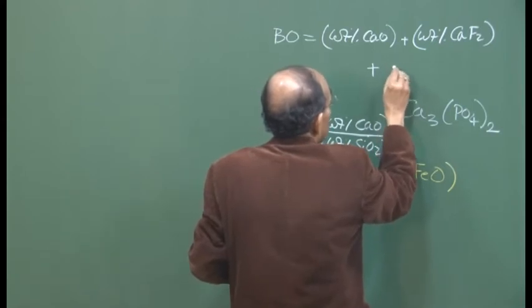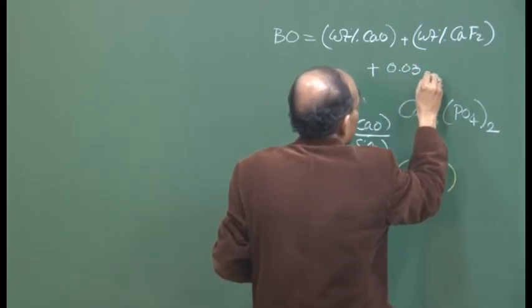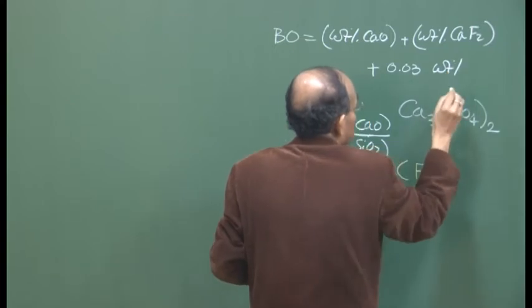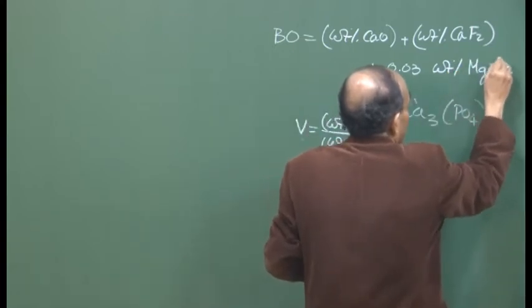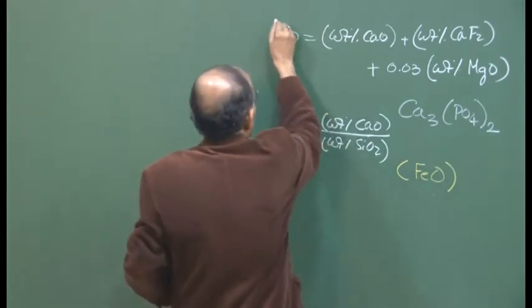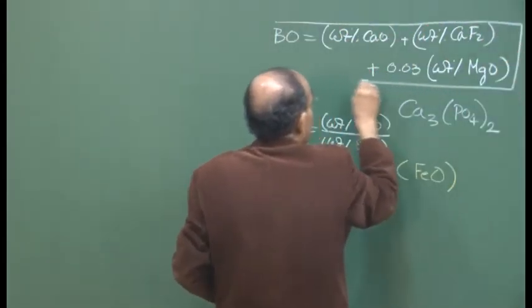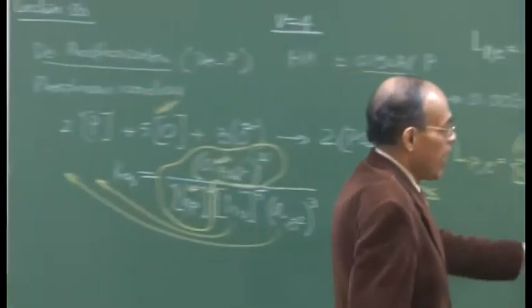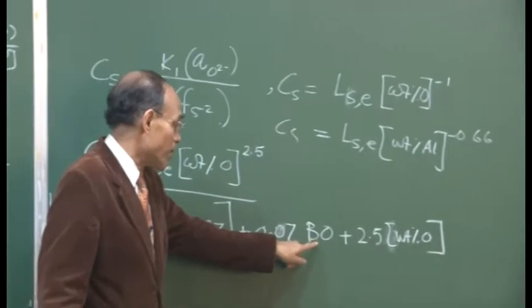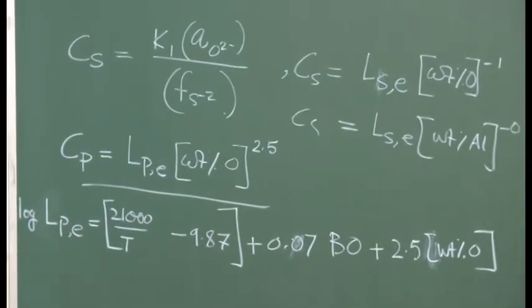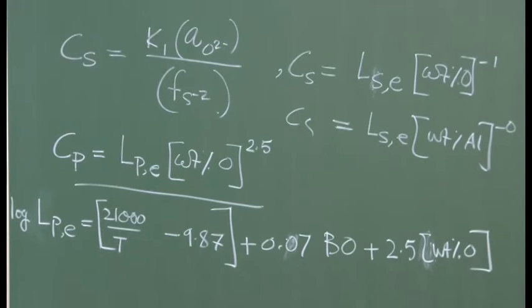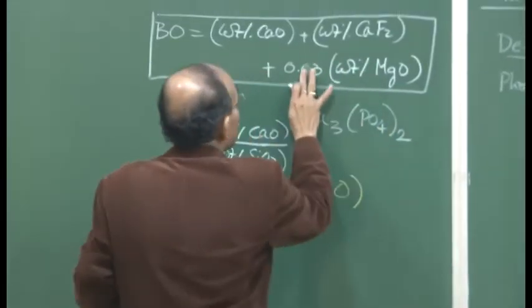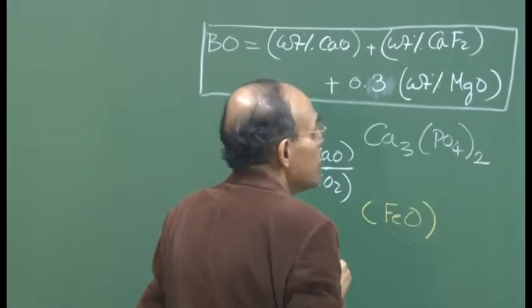And 3%, I think this is 0.03 into what percentage of magnesium. So, that is the definition of the BO parameter. It is a basicity parameter, and this tells us that as the BO basicity is increased, so is going to be the LP value. So, it is going to be 0.03, yes, that is the value.